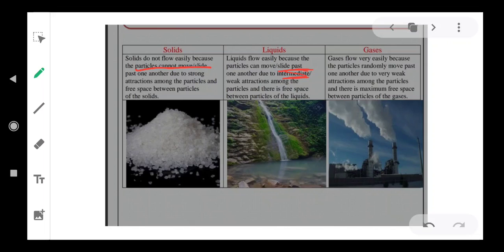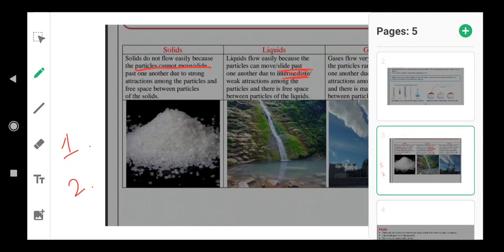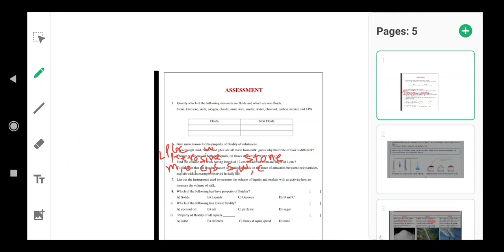So you have to write: the particles have weak attraction forces. First point, weak attraction forces. Second point, the particles have free space between them. First point is about weak forces, second point about free space. Okay, so next question.